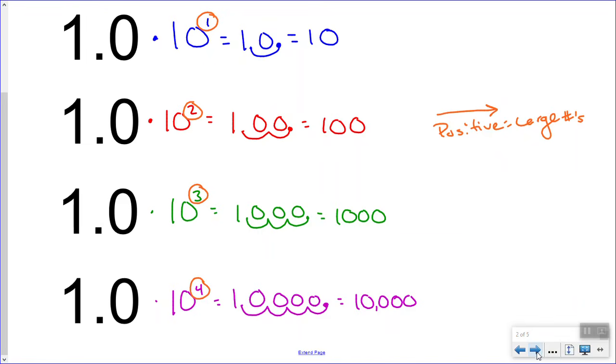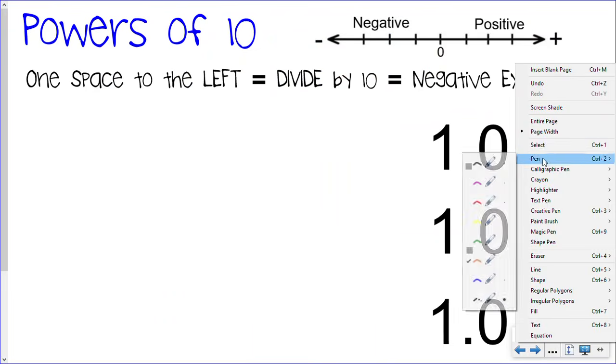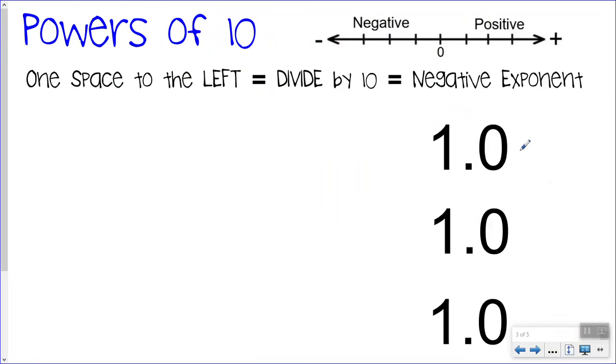Now we want to take a look and see what patterns we can find with the negative powers of 10. So here, if we multiply by 10 to the negative first, this means that we have 1.0 and we move one space to the left. So now we have 0.1 or 0.10. You can include that if you want to.